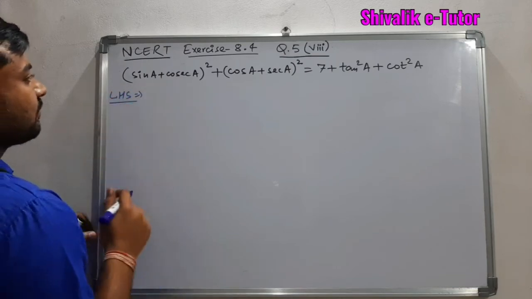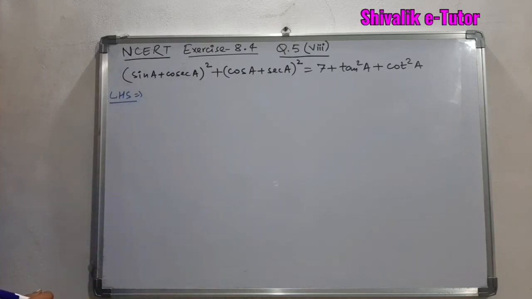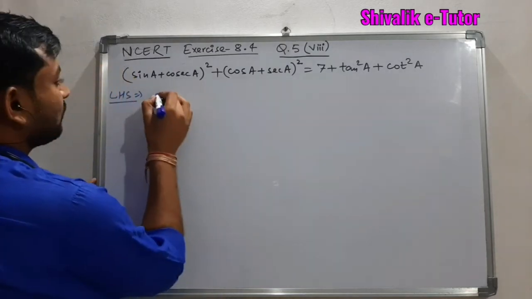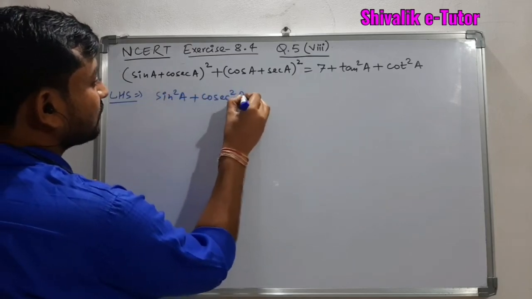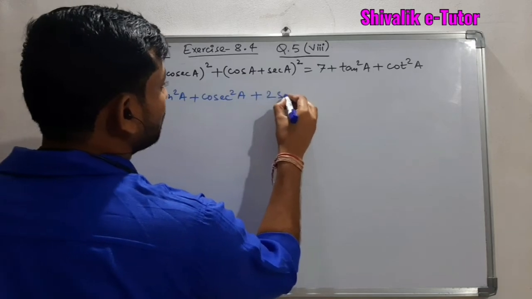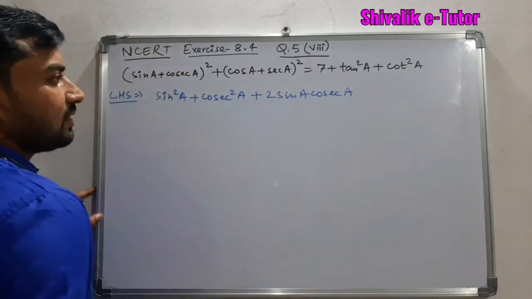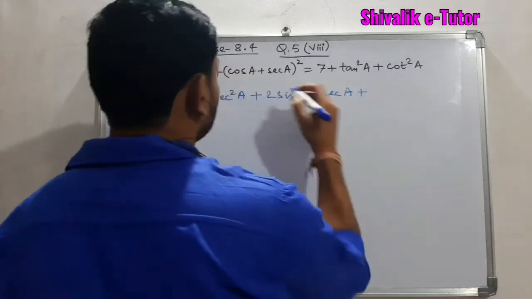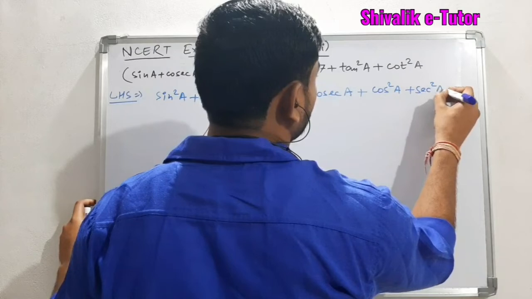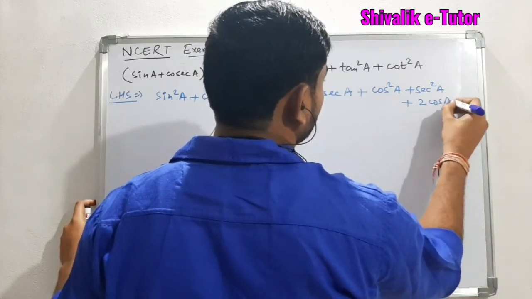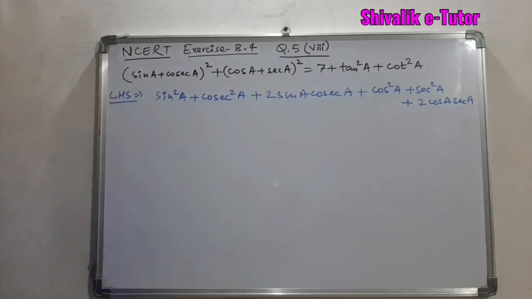In LHS, what can we write? For (a plus b) whole square we will use the identity a square plus b square plus 2ab, so we will be getting sin square A plus cosec square A plus 2 sin A cosec A. This is the first result here, plus second is cos square A plus sec square A plus 2 cos A sec A. This is the whole LHS now.